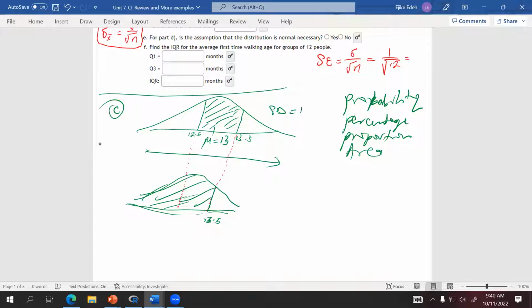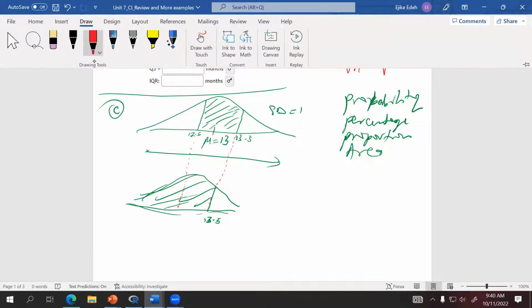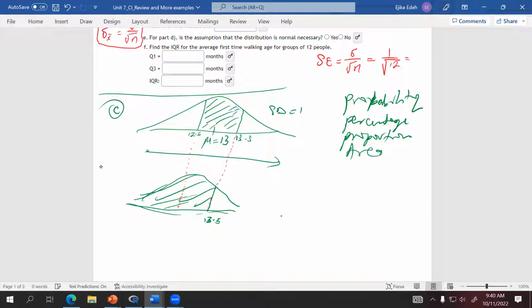Right. So again, because we are using the table that accumulates from the left, one thing I can do is to say, okay, what if I find the remaining area on the tail? So what if I find the area here? Right, and this is the 12.5 point. So if you call this area I and this area II, you see that if you subtract II from I, you're going to get the main question, the main area.